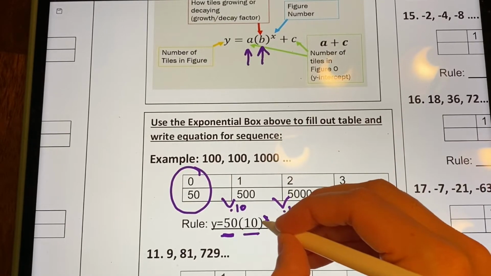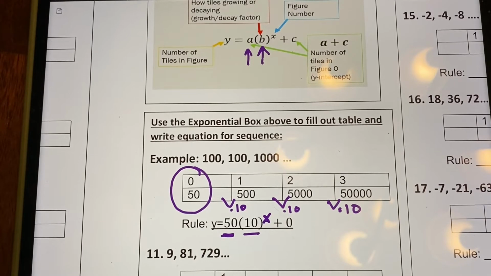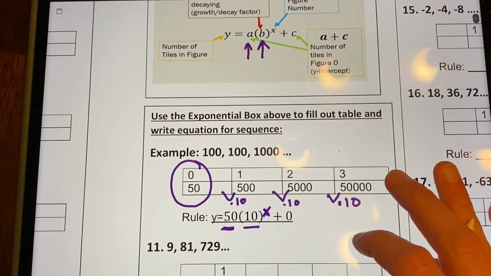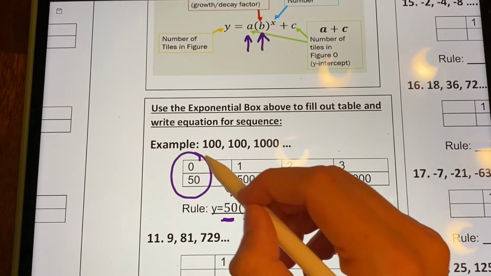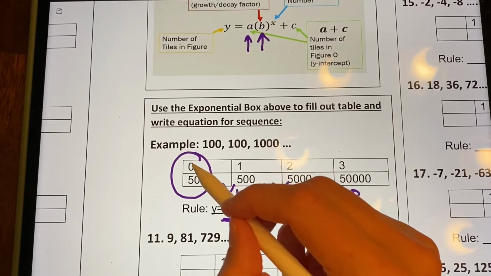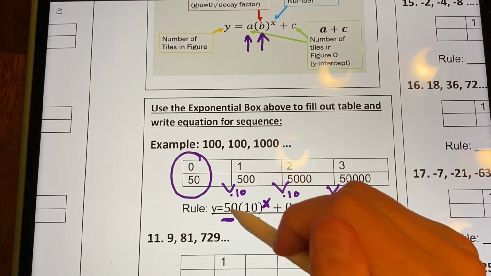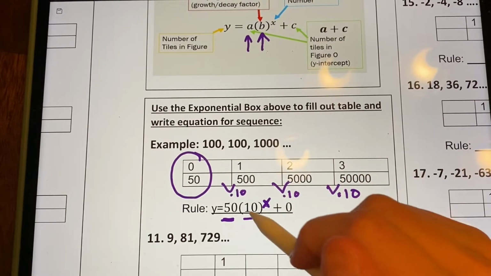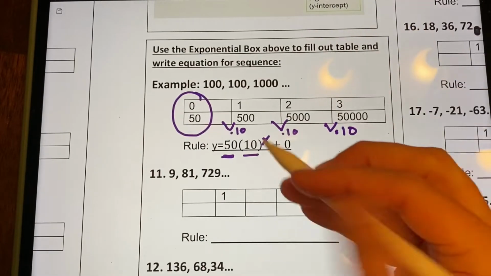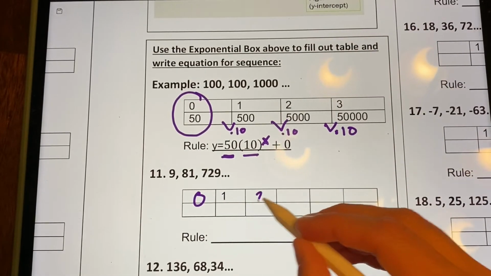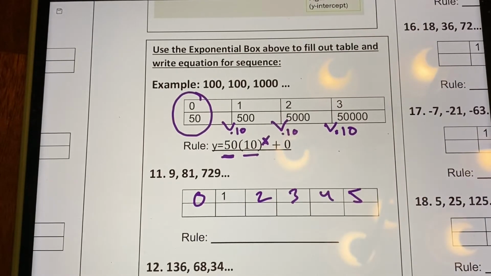Sorry, this shouldn't be a 2, this should be an x. Plus 0. Okay? So again, whatever is underneath 0 goes here. Whatever you're multiplying by goes here. X goes here, plus 0. Then again, these start by 0 and go 1, 2, 3, 4, 5. And then you find the bottom, okay?